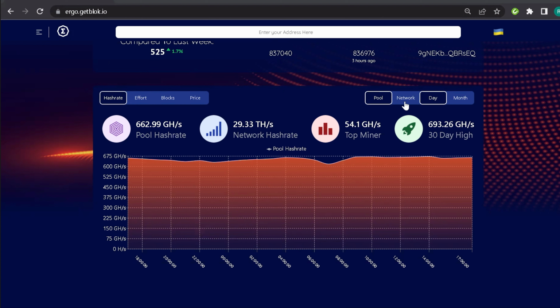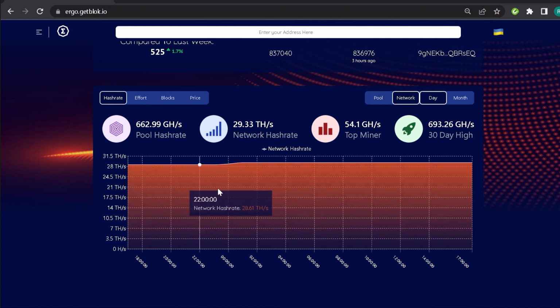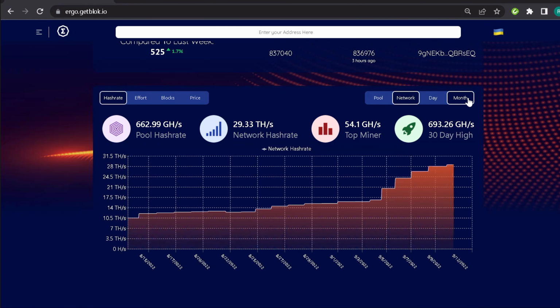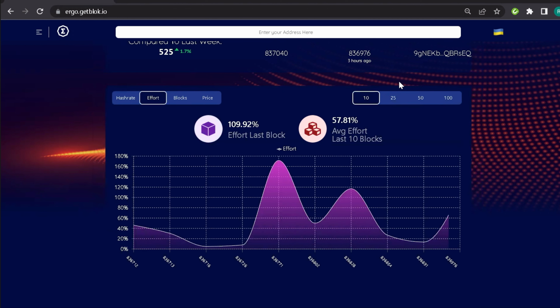You can flip this to the network. Some miners want to see ERGO's network total hash rate, so we'll flip over and show you a graph there. Then you can change the frequency. Right now we have it by day, spread out over the month. And then you can see effort of the pool or effort of the network. This is really just showing the pool right now.